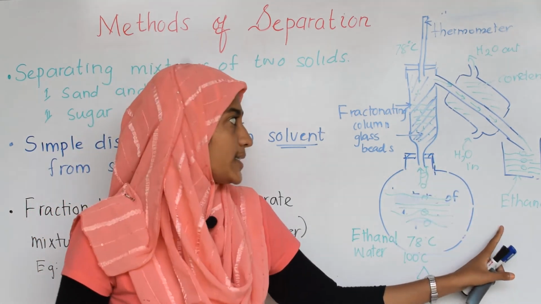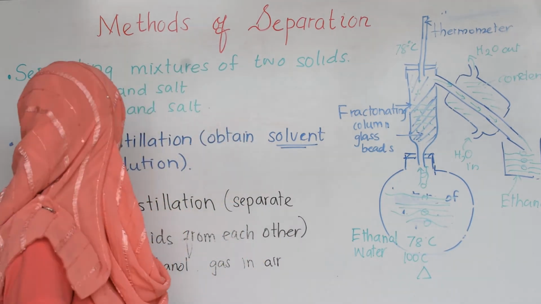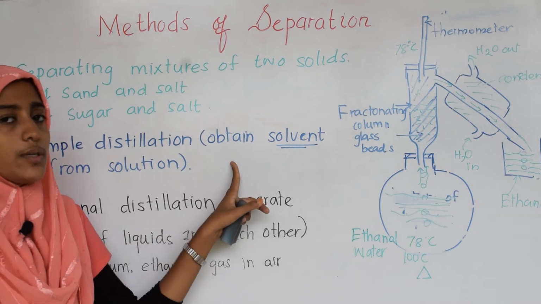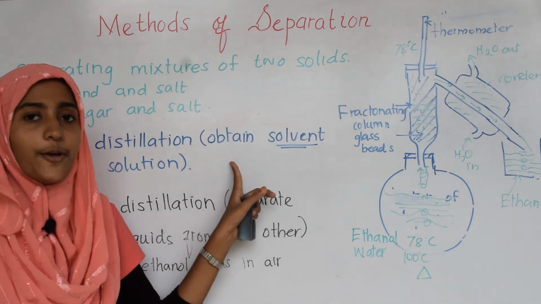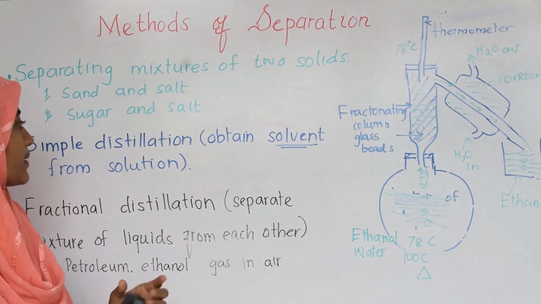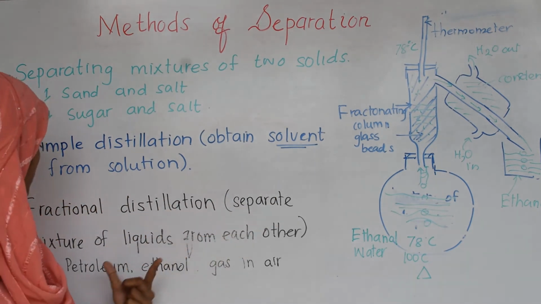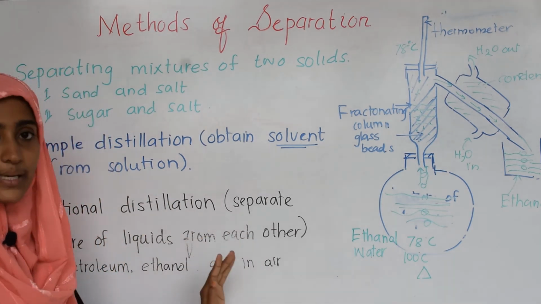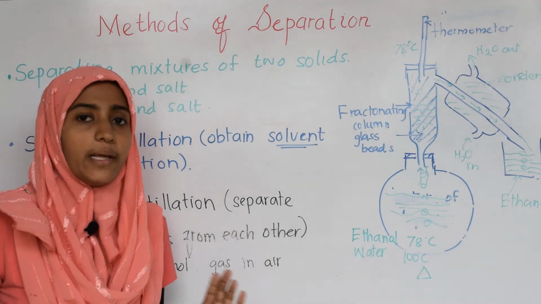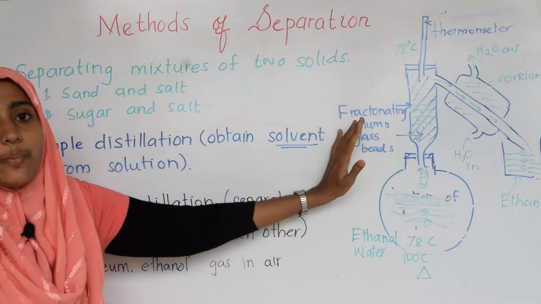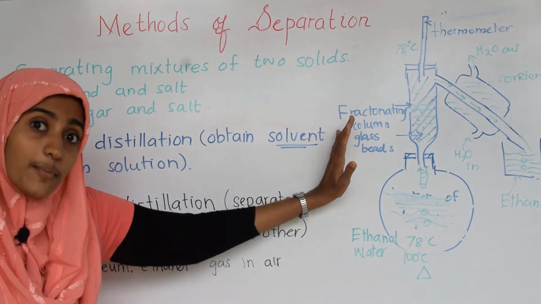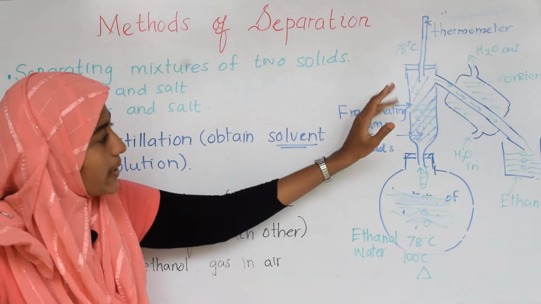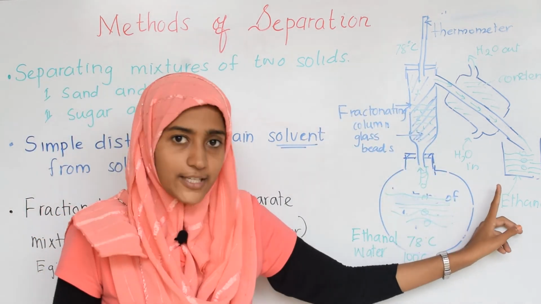So now we should understand that this fractional distillation, simple distillation, we know that is used to separate the solvent from the solution. Fractional distillation, that is used to separate a mixture of liquids from each other. Now how it happens is based on their boiling points. Whichever substance has the lowest boiling point will evaporate. I mean, the others also will evaporate, but that is the one you can collect first with the lowest boiling point.